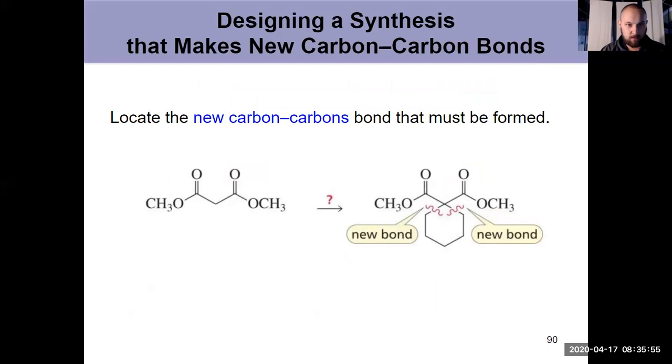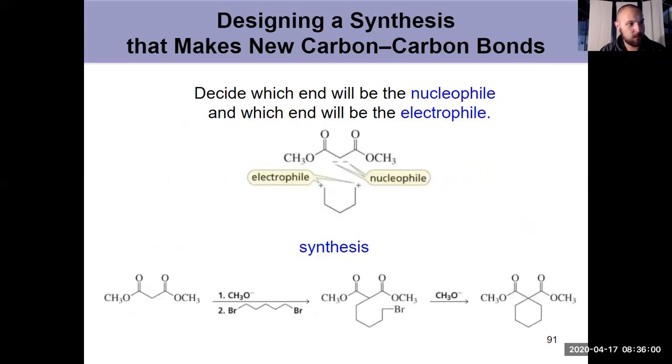Here's another one. Do a disconnection. Figure out what bonds you can easily create. And we can do that, in this situation, by doing the malonic ester synthesis twice. Okay. So adding two substituents just coming from the same molecule.